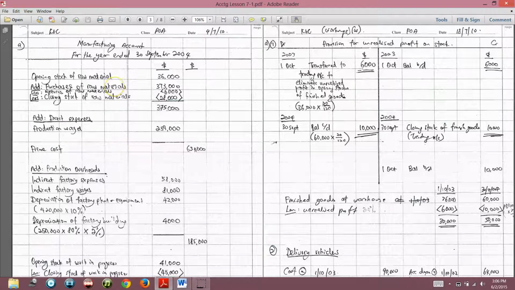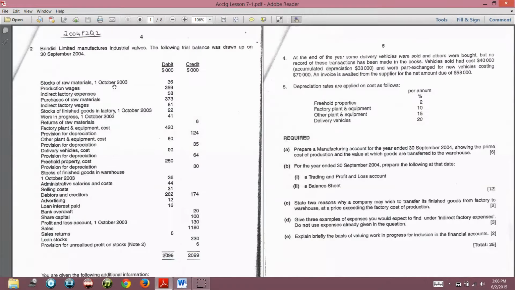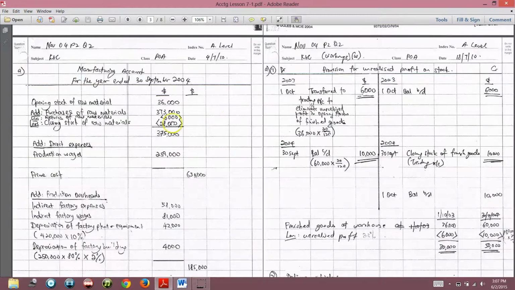Okay, so opening stock of raw material. How can we find the opening stock, the beginning stock? The year ending is 30 September 2004. So this is the opening stock of raw material. Those who don't have the question with you, you should take a screenshot. Those who have the question should put it in front of you so that it is easier for me to explain. So you take opening stock of raw material. According to the question, the figure given is 36,000. You can put your figures in thousands, but I like to put it in full like that. Either way is okay.